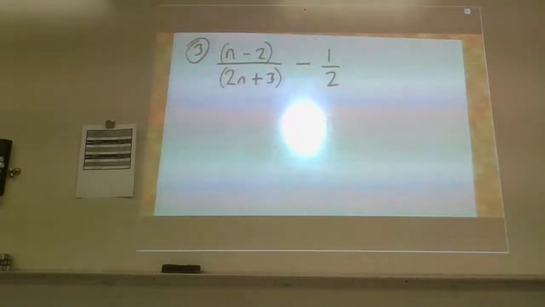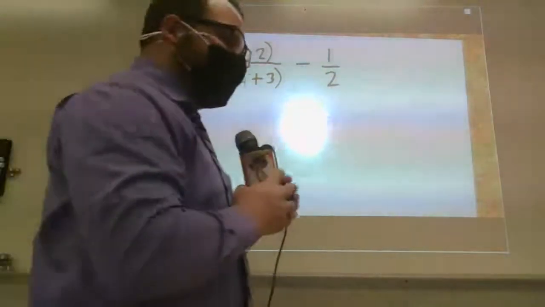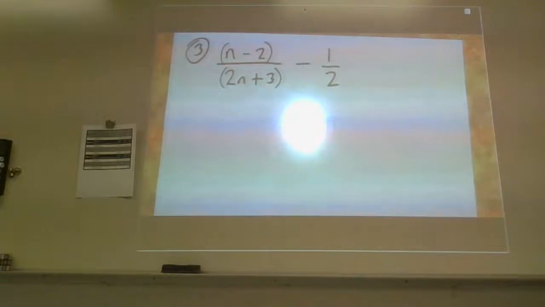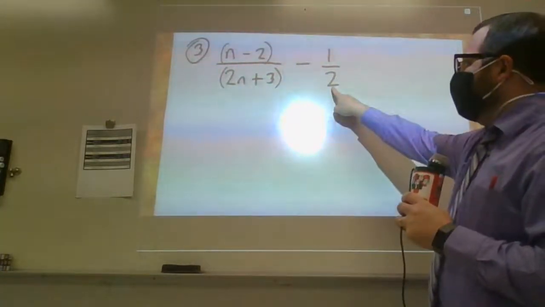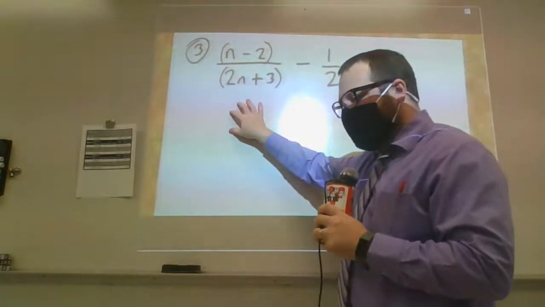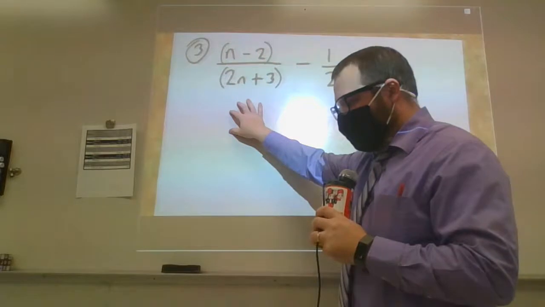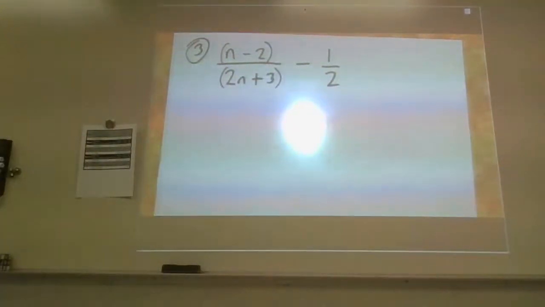The first fraction has a 2n plus 3. The second fraction doesn't have a 2n plus 3. Treat the 2n plus 3 as a single term. This second fraction has a 2. This first fraction does not have a 2 as a factor in the denominator. Each denominator is separate. Each denominator is unique.